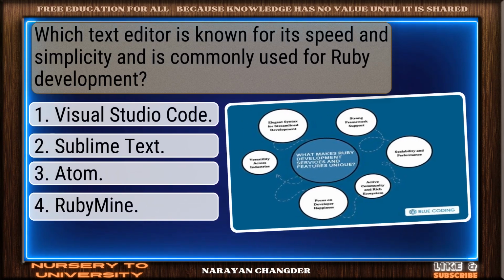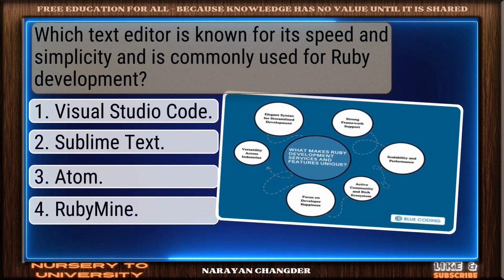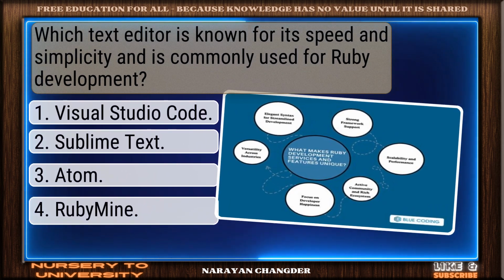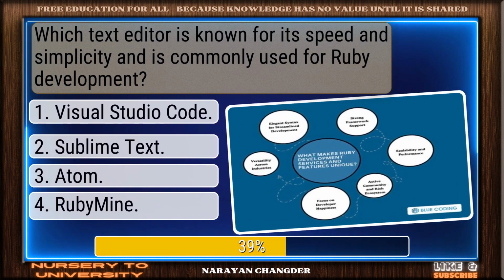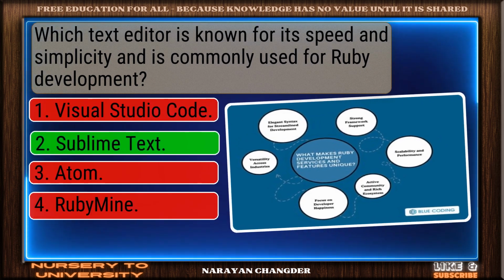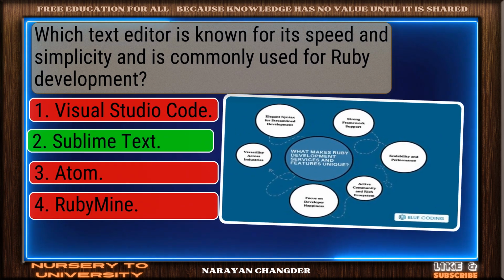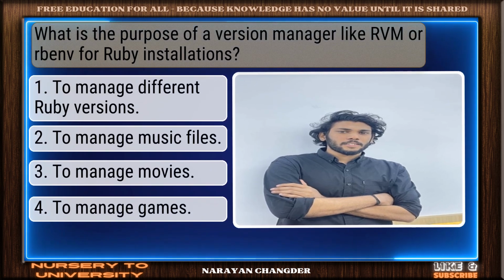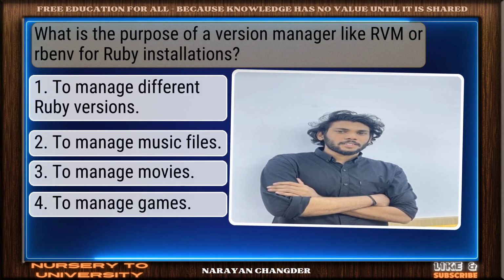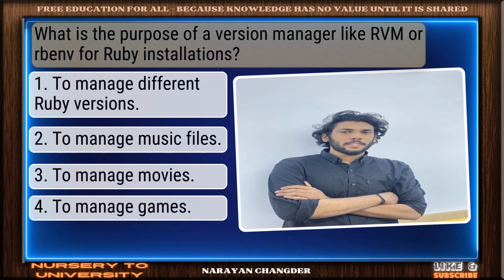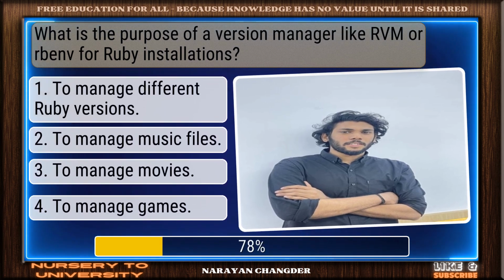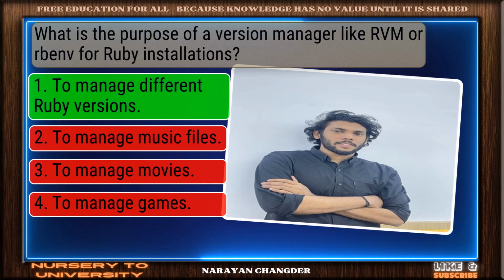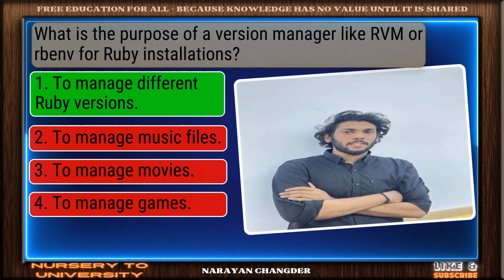Question number 1. Which text editor is known for its speed and simplicity and is commonly used for Ruby development? Good thinking. Sublime Text is the right answer. Question number 2. What is the purpose of a version manager like RVM or rbenv for Ruby installations? Perfect. To manage different Ruby versions is the correct choice.